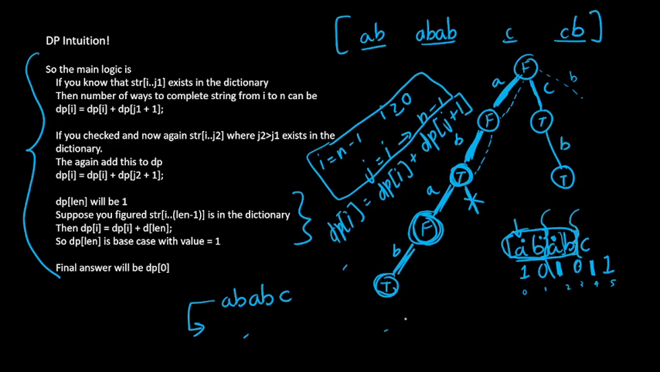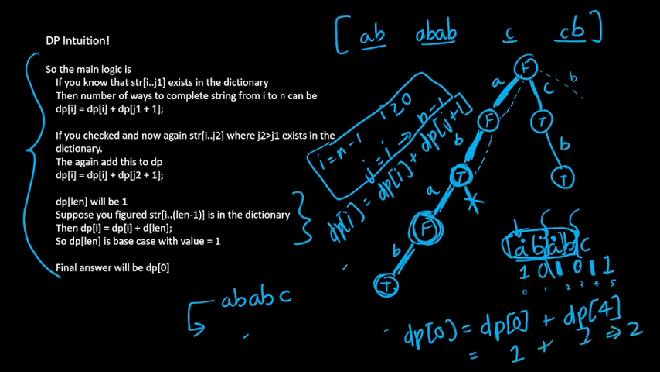You got 1. So again you will do dp of 0 equals dp of 0 plus dp of, what was the answer till here, because you confirmed that this is a word. So dp of 4. It was already 1. What is the value of dp of 4? It is 1. Answer is 2. So here this will get updated to 2. In the end you simply have to return dp of 0.